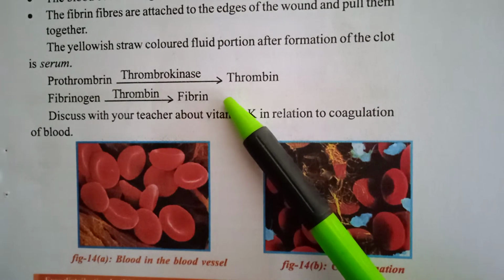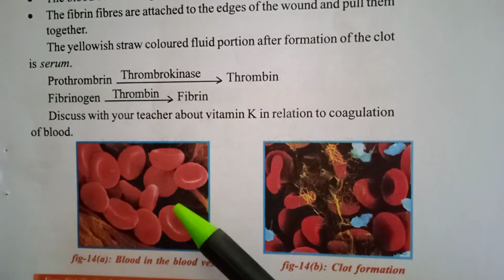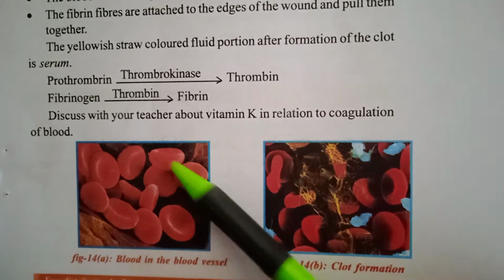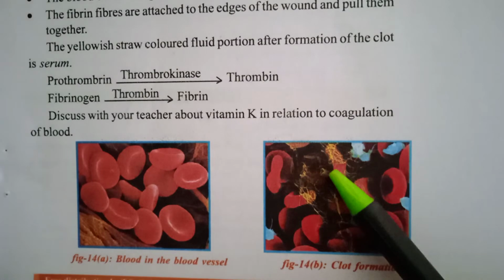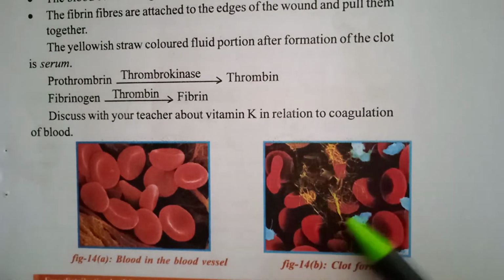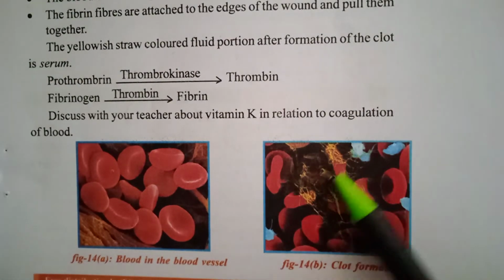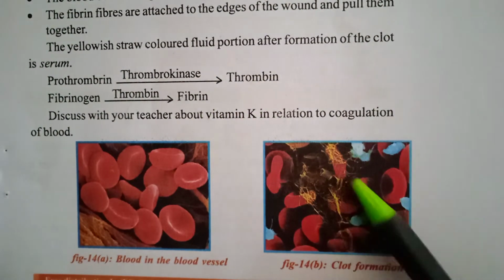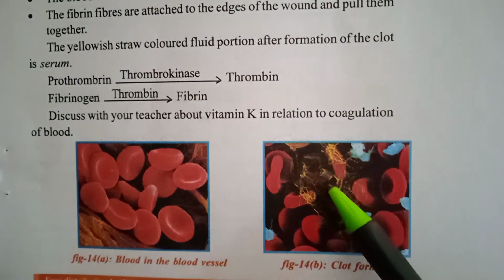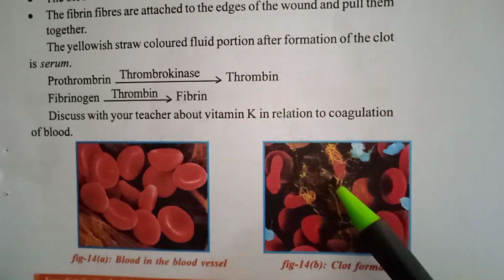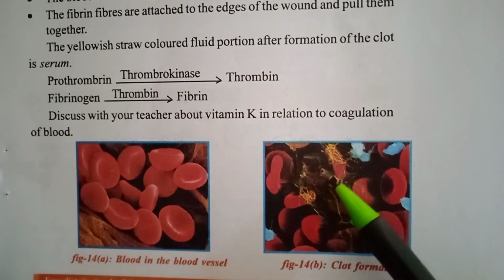After clotting of blood we will observe a straw colored fluid above the clot, and that is called serum. And here you see the blood corpuscles, which are RBC cells and white blood cells, and they are sealed by the formation of a thread-like structure called fibrin. Finally you see the formation of a blood clot at the site of the cut or injury. In this way clotting of blood takes place in animals.